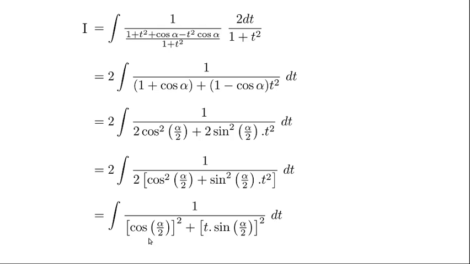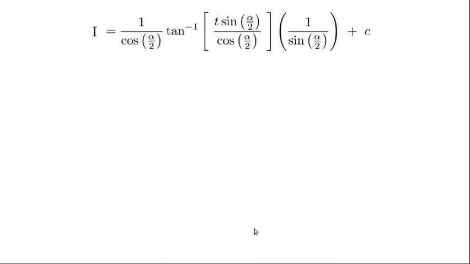And this is exactly in the form of 1 upon x square plus a square. So 1 upon a is cos alpha by 2, tan inverse of x is t sin alpha by 2 upon a, cos alpha by 2 into 1 upon sin alpha by 2. This is the coefficient of t, plus c.